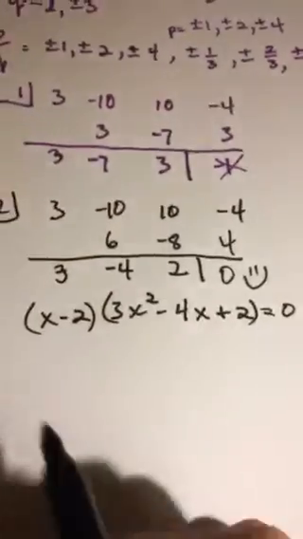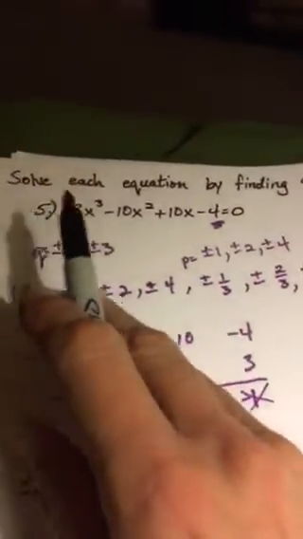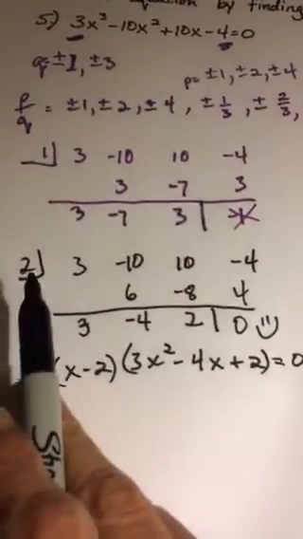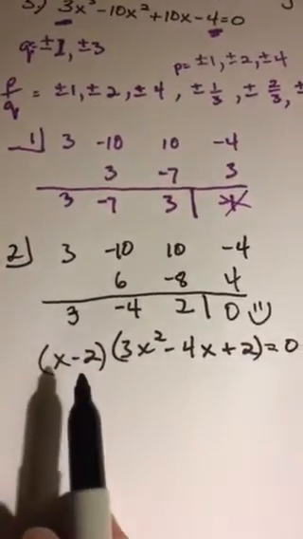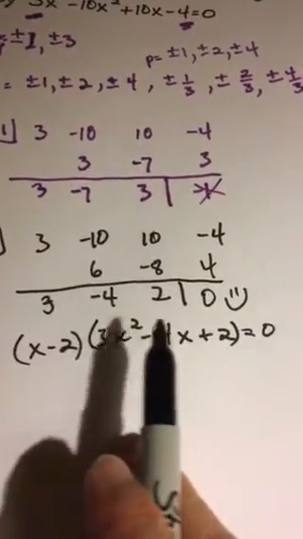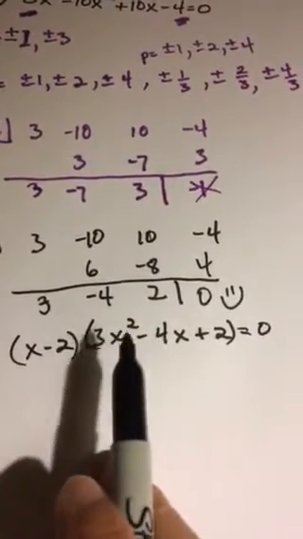Okay, well, we're good. We already know one of the roots is 2, and that's the original direction. It's saying solve the equation by finding all roots. So we know 2 is a root. I just put it back in factor form. So now all we have to do is solve this, right?